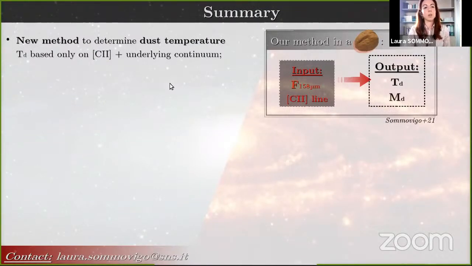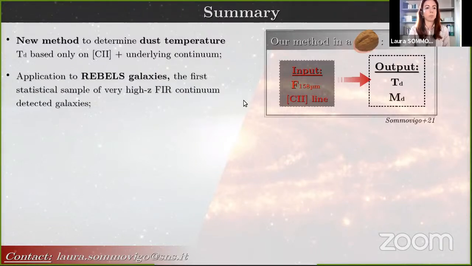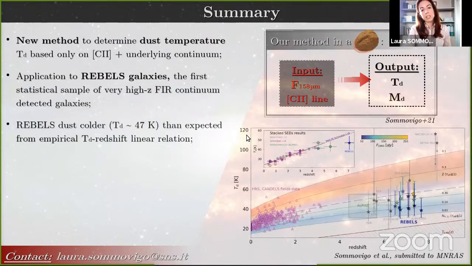First of all, I've presented a new method to determine the dust temperature, which is based solely on the 158 micron information, and in particular on combining the [CII] line emission used to constrain the dust mass and the 158 micron continuum to constrain the dust temperature. We have applied this method to REBELS galaxies, which are the first statistical sample of very high redshift infrared continuum detected galaxies. And we find that the average dust temperature for these sources is colder than expected from the previously proposed empirical T_d-redshift relation.